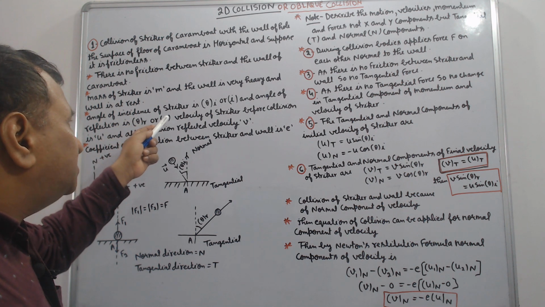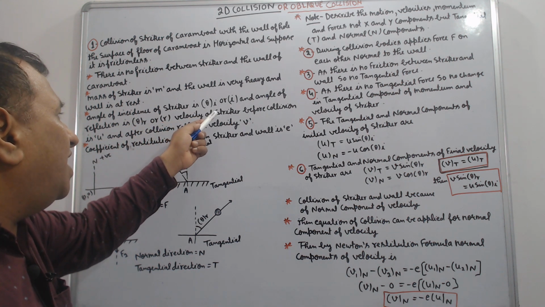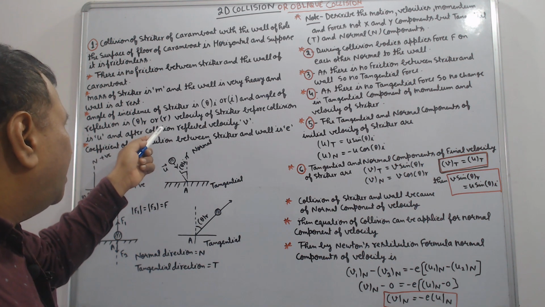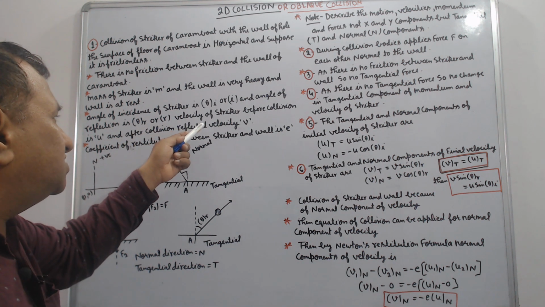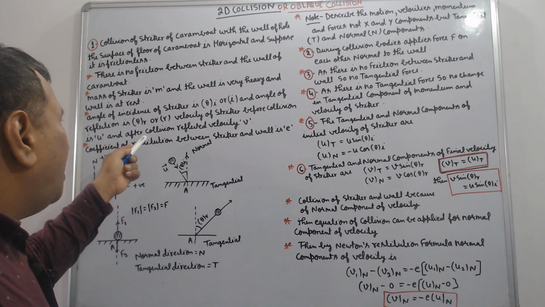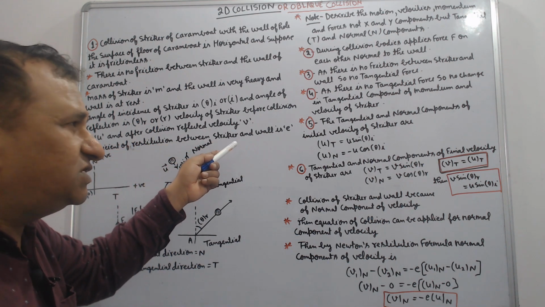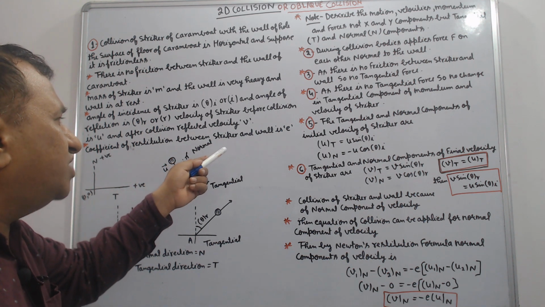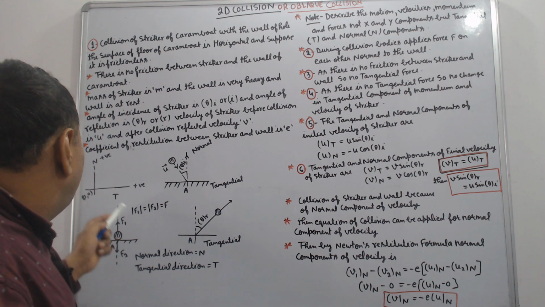The angle of incidence of the striker is theta i, or i, and the angle of reflection is theta r, or r. The velocity of the striker before collision is u and after collision the reflected velocity is v. The coefficient of restitution between striker and wall is e.